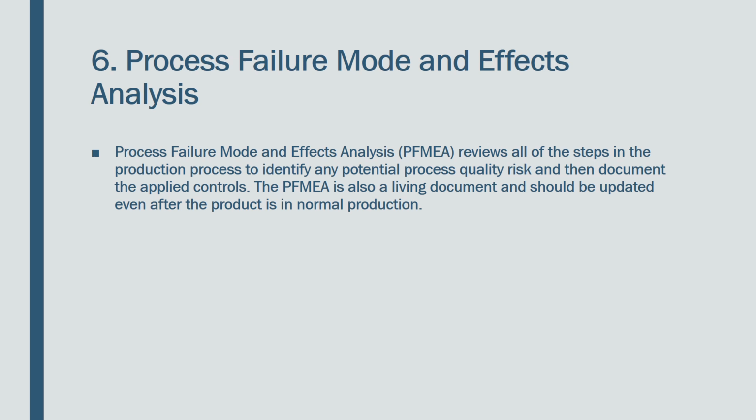The sixth element is process failure mode and effects analysis, that is PFMEA. The PFMEA reviews all the steps involved in the production process to identify any potential process quality risk, and then it needs to be documented to apply controls. On our channel, we have already provided the PFMEA video, and I have given the video link in the description. You can refer to the PFMEA video for more details. The PFMEA is also a living document that should be updated even after the product is in normal production or mass production.